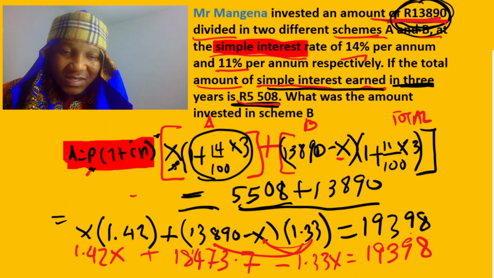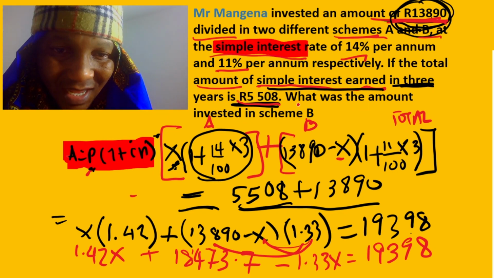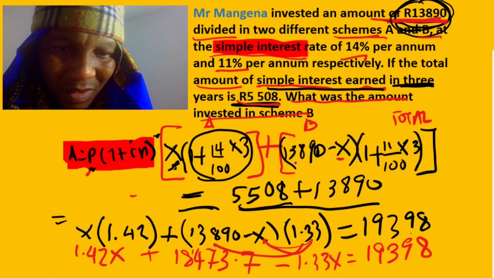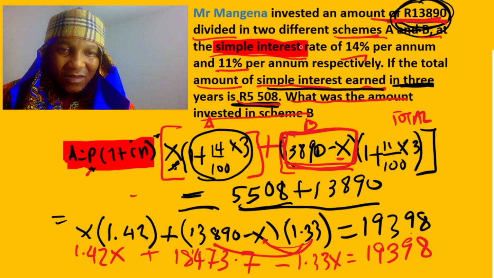Or I can just simply say, okay, I think I can see what I can do here. What do they want? Let me just say this. They want the amount invested in B. What is the amount invested in B? It means this amount here, they want this. Correct? Because the amount invested in B means 13890 minus x. So let me just do this so I can have a space here.